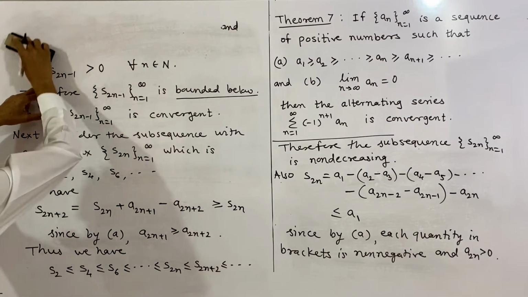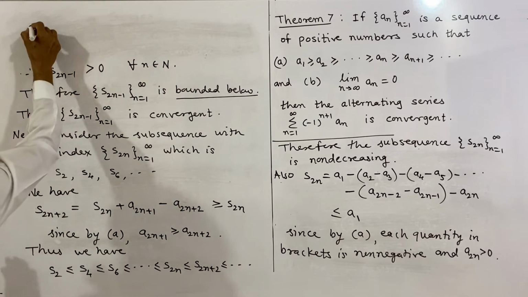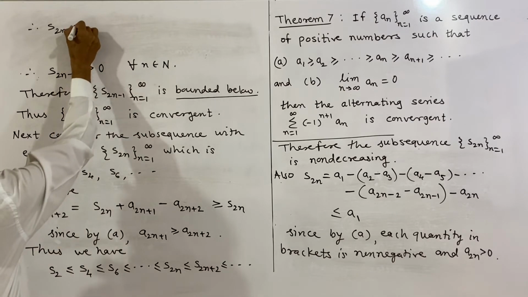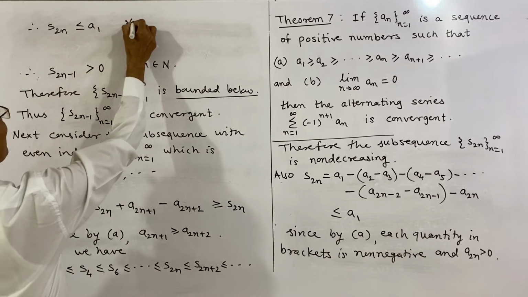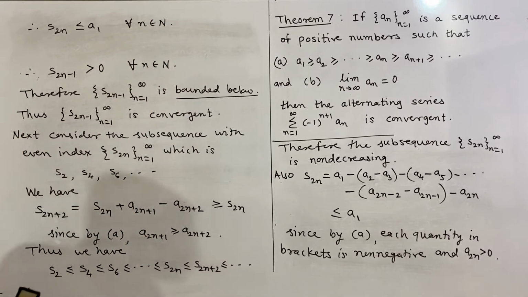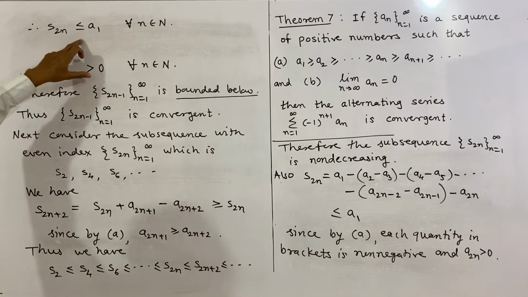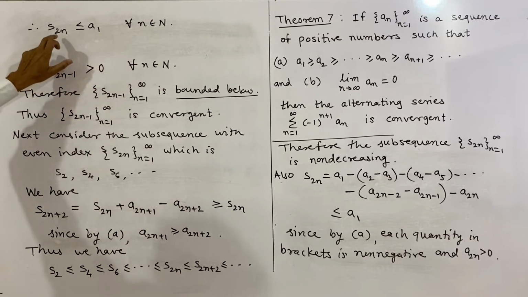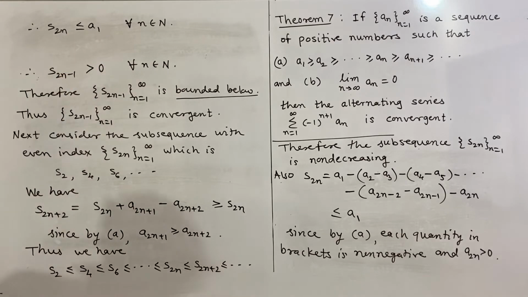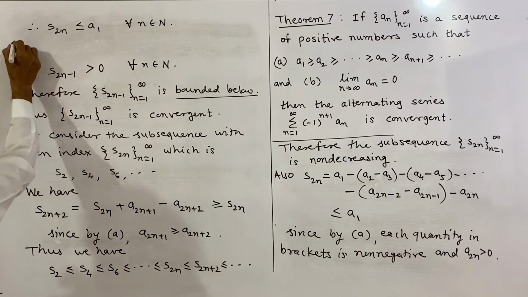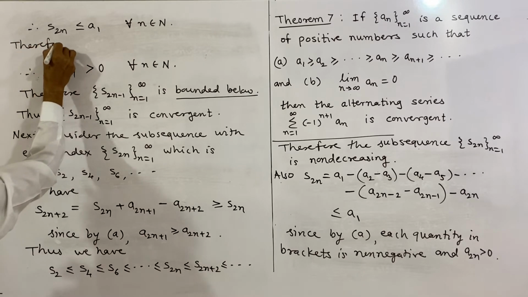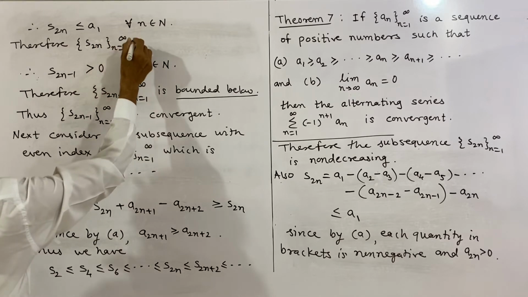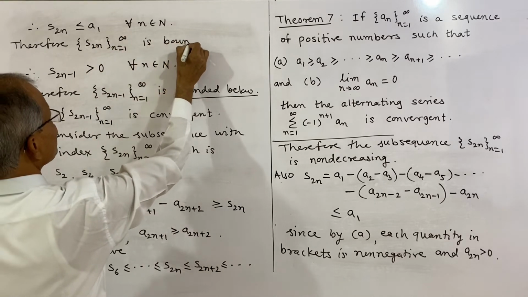See here. So therefore s2n is less than or equal to a1, and this happens for all n belonging to N. So what this shows, the terms of the sequence cannot be greater than a1, either equal to a1 or less than a1. That means s2n is bounded above, and therefore this sequence s2n, n takes value 1 to infinity, is bounded above.